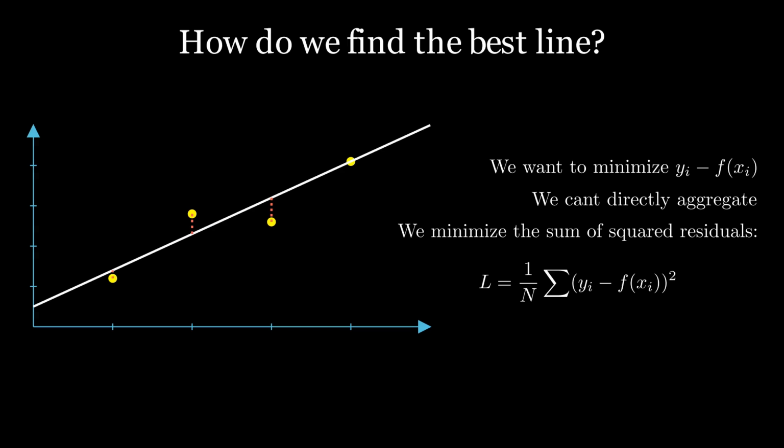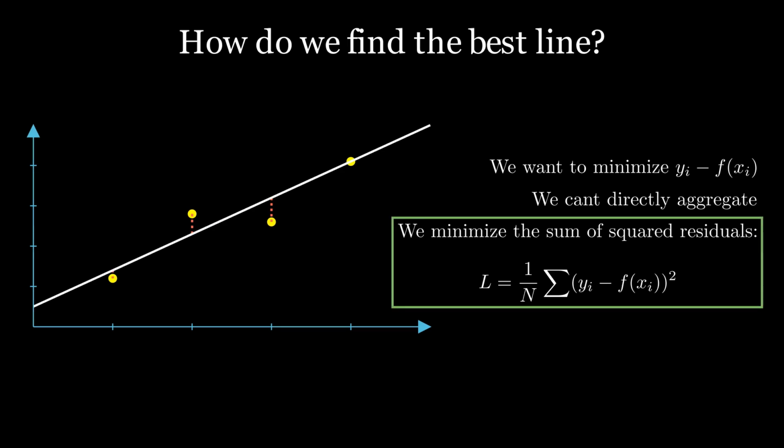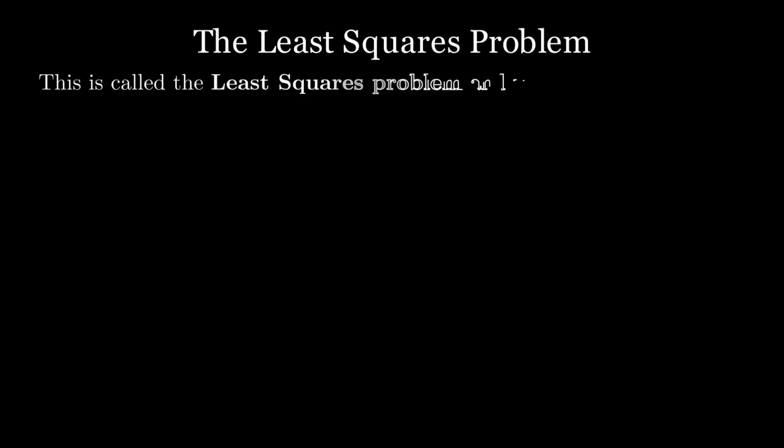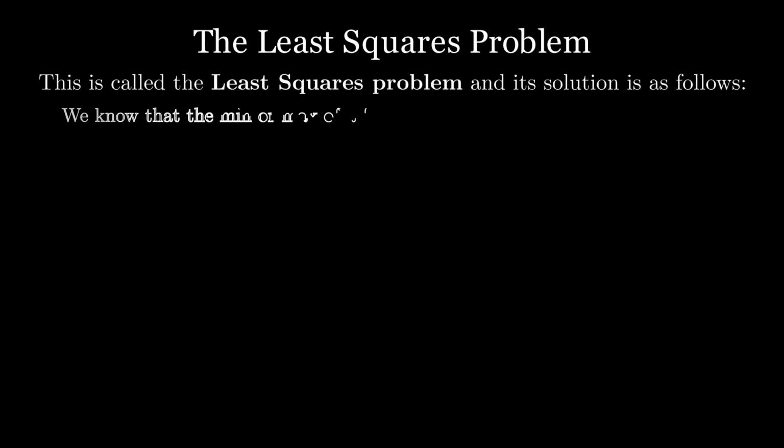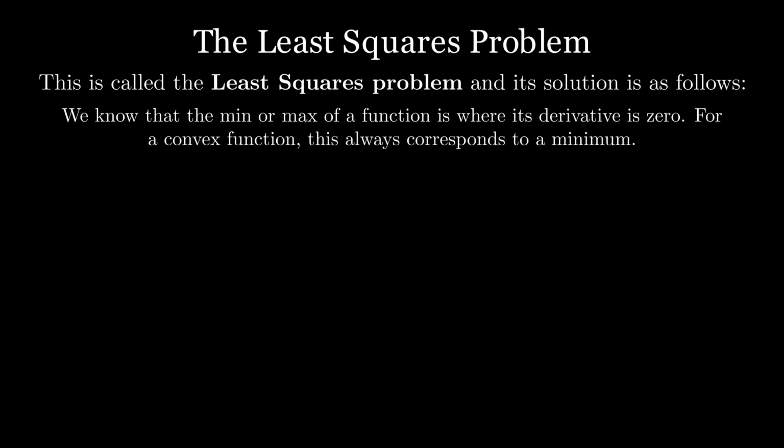So how do we actually optimize this mean squared error? This is called the least squares problem, and let's dive into its solution. We know that to find the minimum or maximum of a function, we can take its derivative and equate that to 0. This point would either correspond to the minima or the maxima. Turns out that there are special kinds of functions called convex functions for which this derivative always corresponds to the global minimum. It also turns out that the mean squared error is one such convex function.